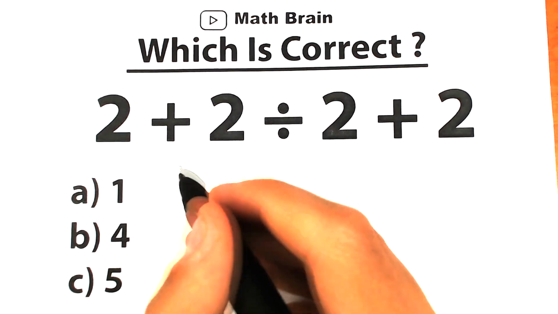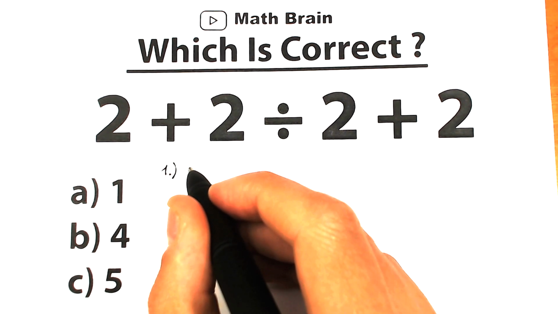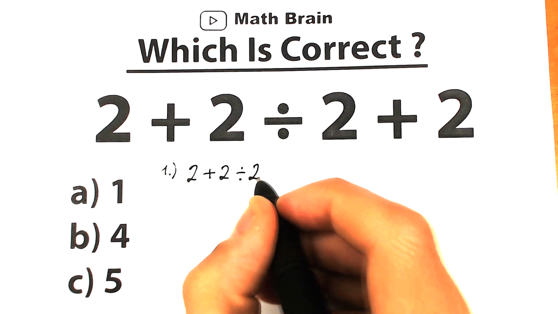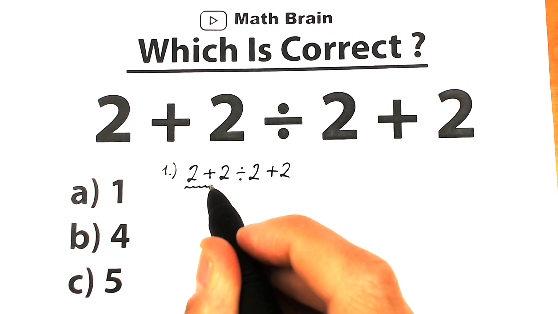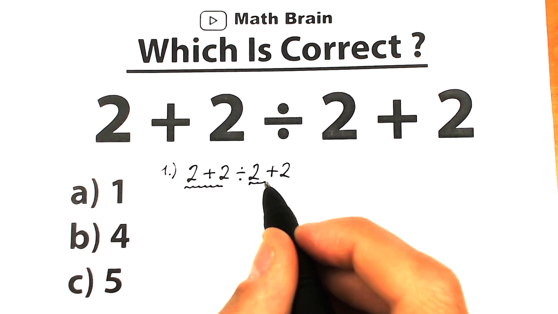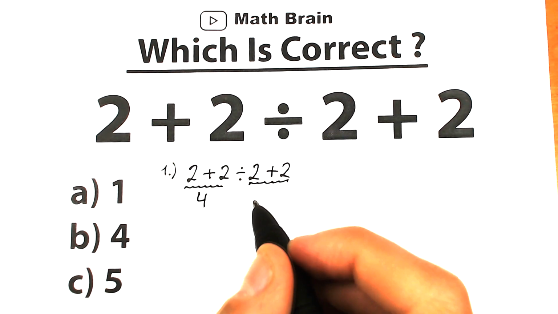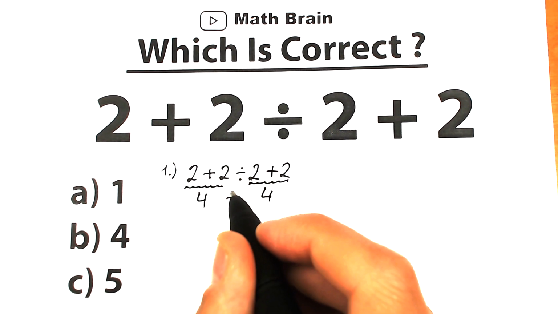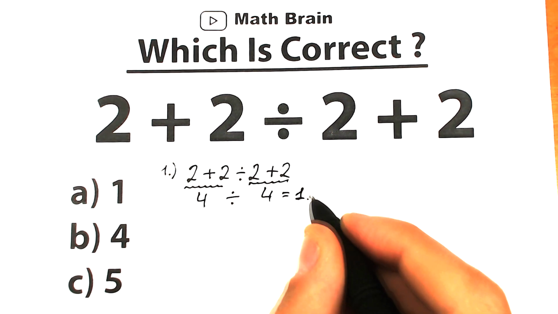So here's our challenge, and a lot of students solve this question like that. I want to write it as the first interpretation. So right here we have 2 plus 2 divided by 2 plus 2. A lot of students say, okay, right here we have addition on the left side and the same addition on the right side. So if we add 2 plus 2, which is equal to 4, and the next step, 2 plus 2 equal to 4 also, with this division in the middle, we have 4 divided by 4 equal to 1, and we have this option.